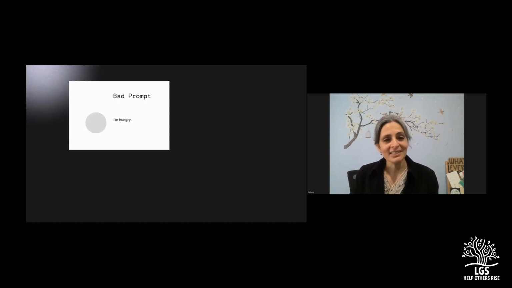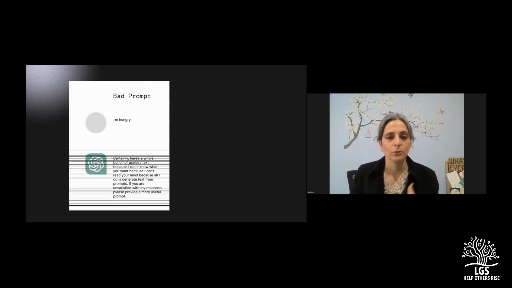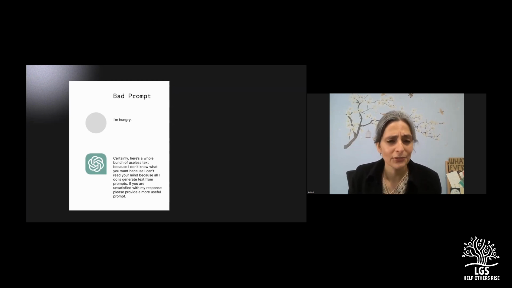So this is an example of a bad prompt. You tell AI, I'm hungry. And what is AI doing? It's basically generating responses based on what you've put in. And so the response is, here's a whole bunch of useless text because I don't know what you want from me. I cannot read your mind, but all I'm doing is generating data from the prompts.